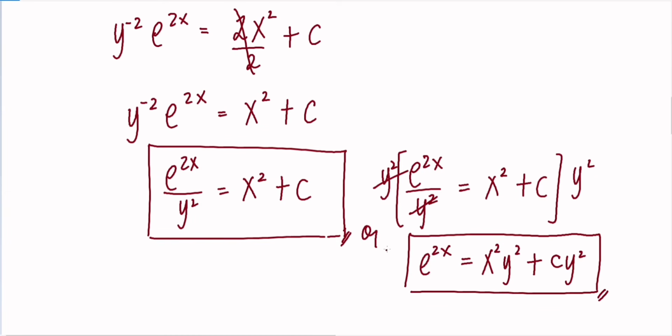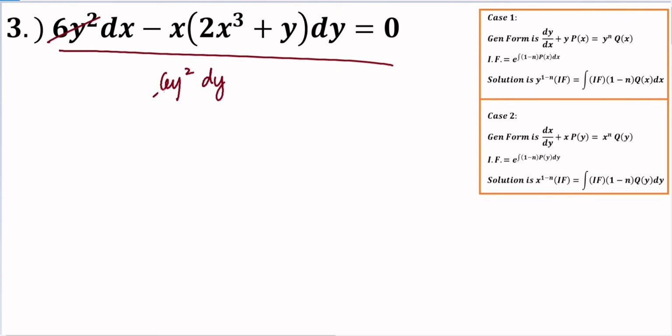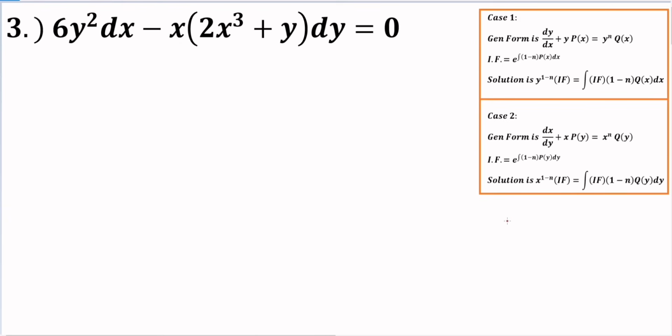Okay? Now, let us have the last example of Bernoulli's equation. Okay? We have this 6y squared dx minus x multiplied by the quantity of 2x cubed plus y dy is equal to 0. So, dito parang pinakamadaling gawin natin is i-divide natin sa 6y squared dy. Tama? Para makancel to dito and then magkakaroon tayo ng dx over dy which is case 2. So, ito case 2 na to. Yung una kasi nating dalawang example ay case 1. So, ito case 2 na to sigurado.